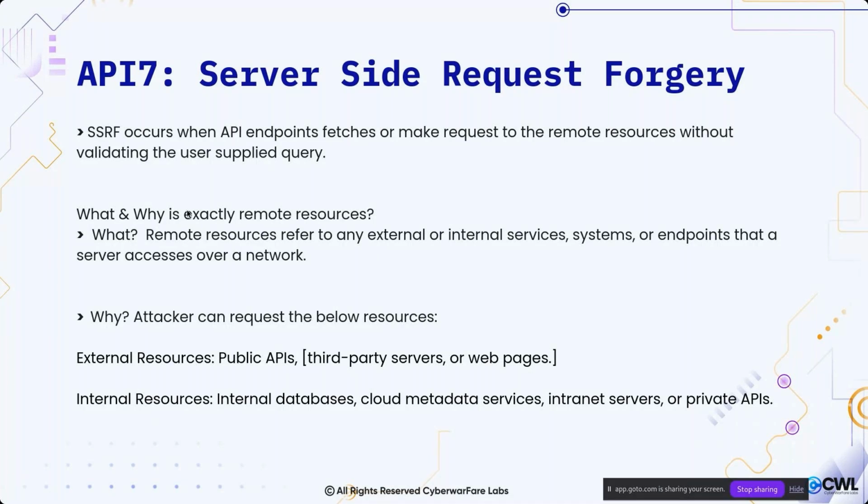A resource refers to an external or internal service, system, or endpoint that is accessed over a network. Why can an attacker request these resources? For external resources, he can fetch a public API, third-party server, or web page. Then for internal resources, he can reach an internal database or cloud metadata, and get the AWS key or Microsoft Entra ID, or access a private API that is only accessible through the internal network.